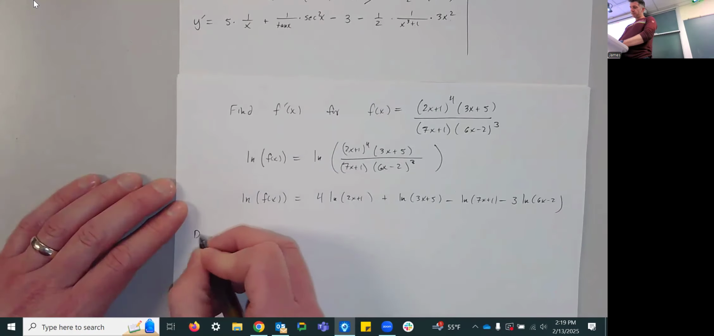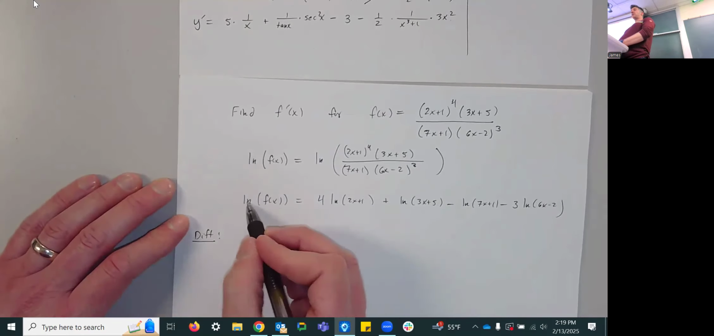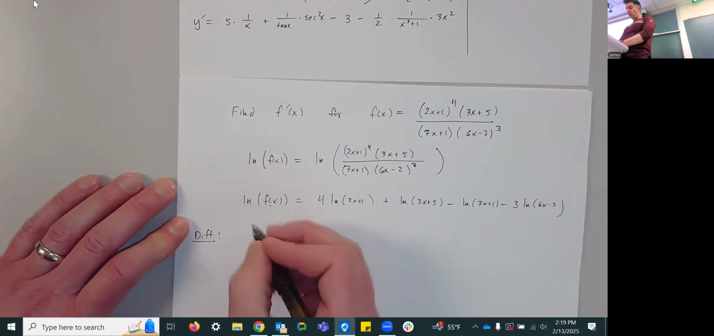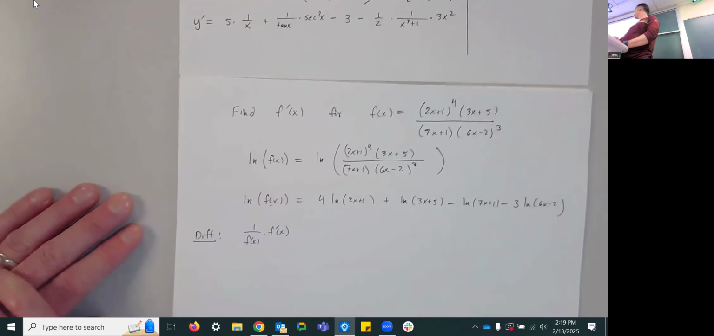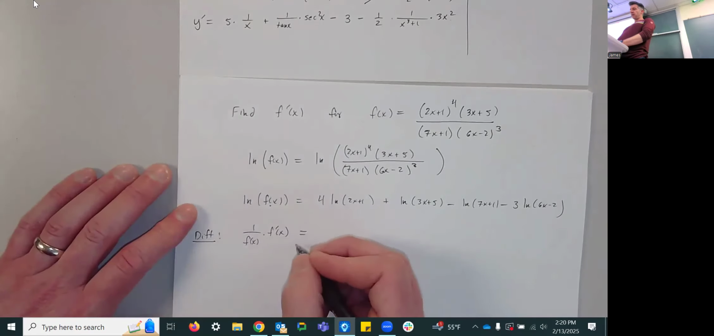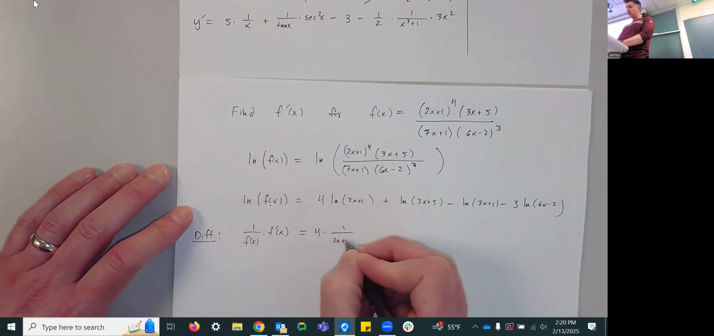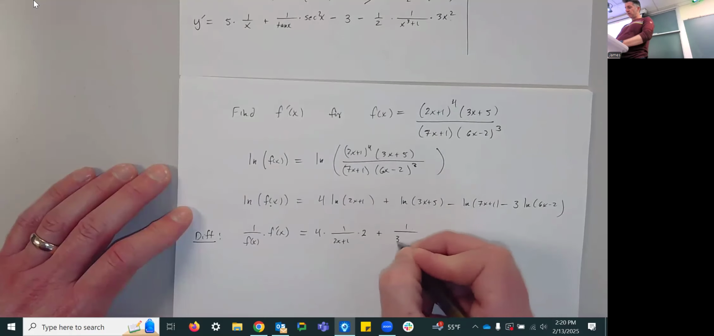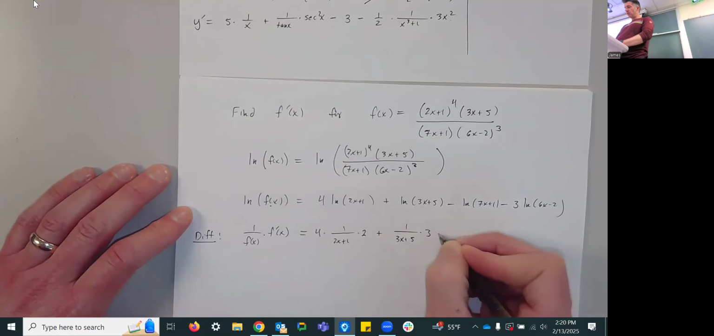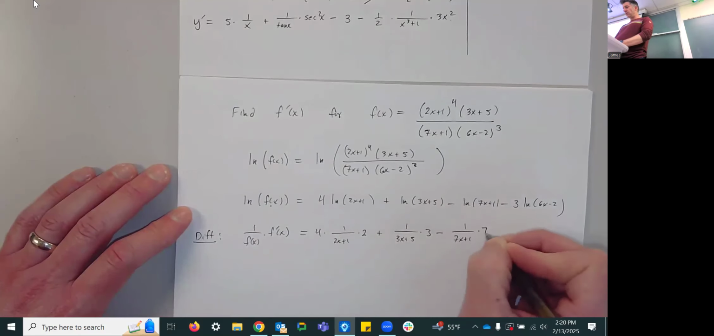Differentiate both sides. The derivative of the natural log of some stuff is 1 over the stuff times the derivative of the stuff. Same deal on the right-hand side. You get 4 times the derivative of the natural log of 2x plus 1, which is 1 over 2x plus 1 times 2. The derivative of the natural log of 3x plus 5 is 1 over 3x plus 5 times 3. The derivative of the natural log of 7x plus 1 is 1 over 7x plus 1 times 7.